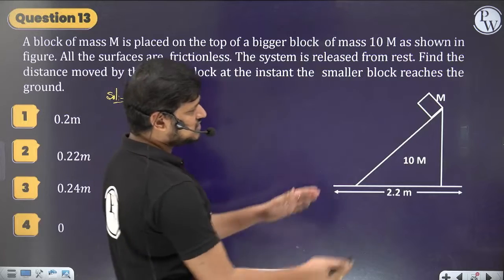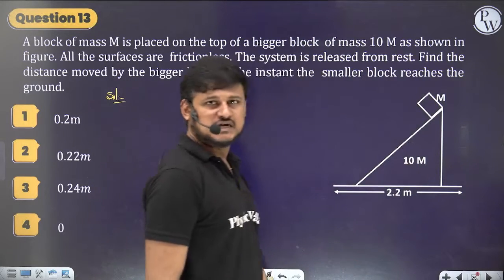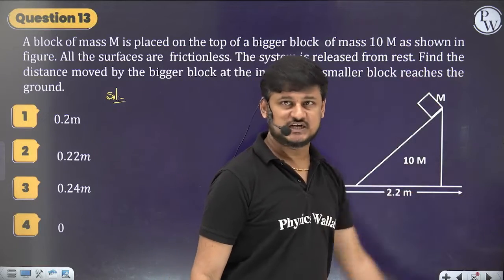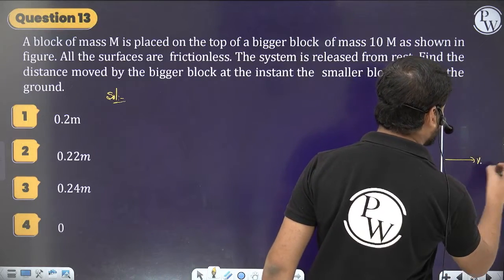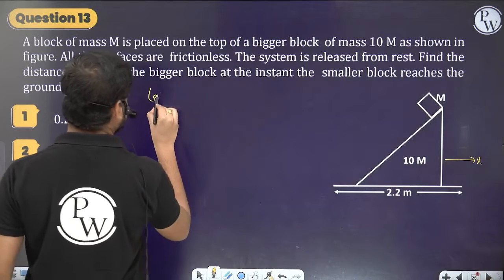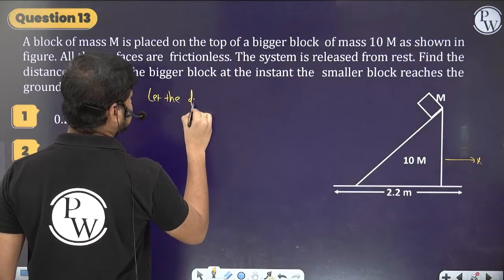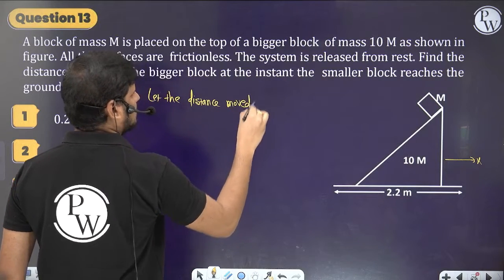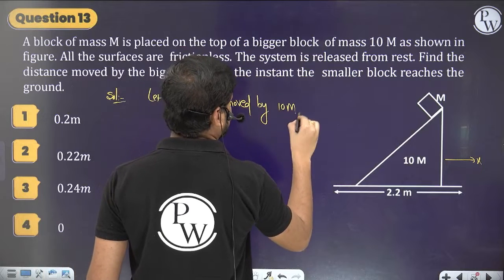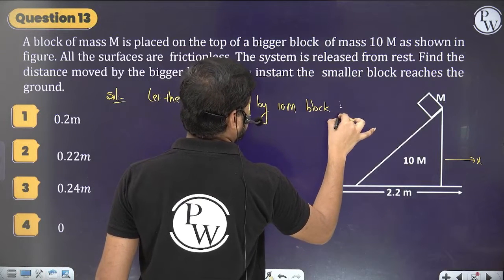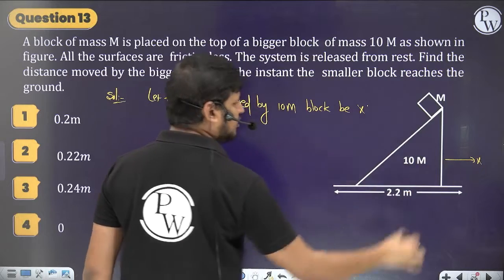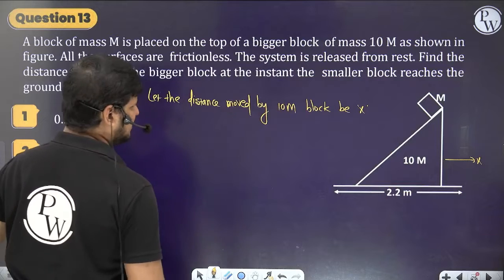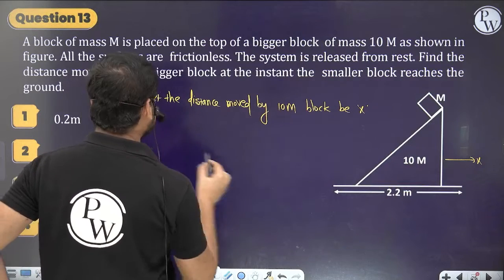See here, this is the 10m mass and this is the m mass. As this mass descends, the 10m block is moving to the right side. So let the distance moved by the 10m block be x. So the 10m block is moving a distance x. Then the m block will be here, right? So what is the distance moved by the m block?